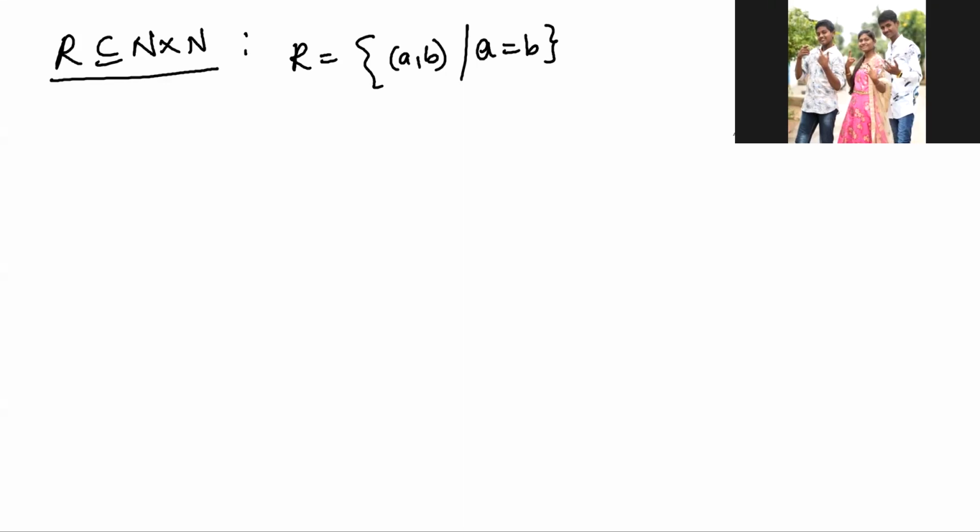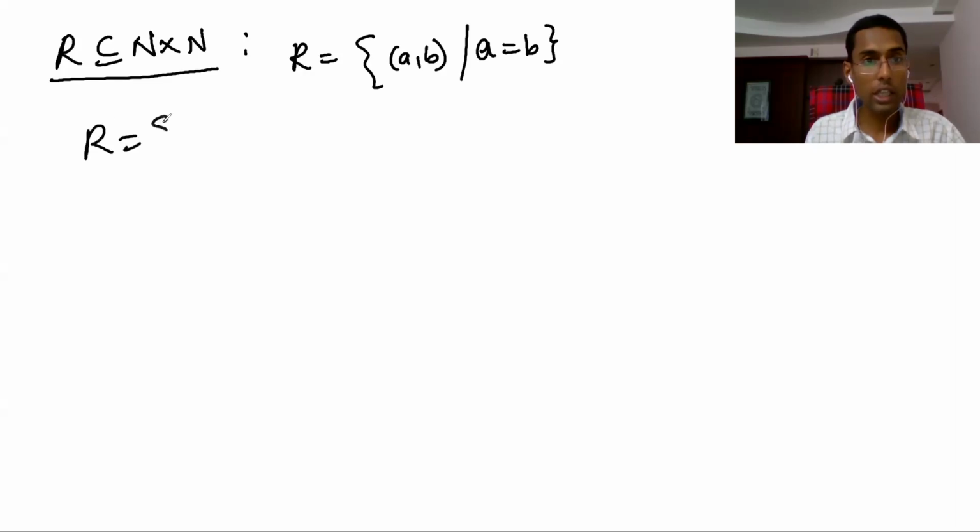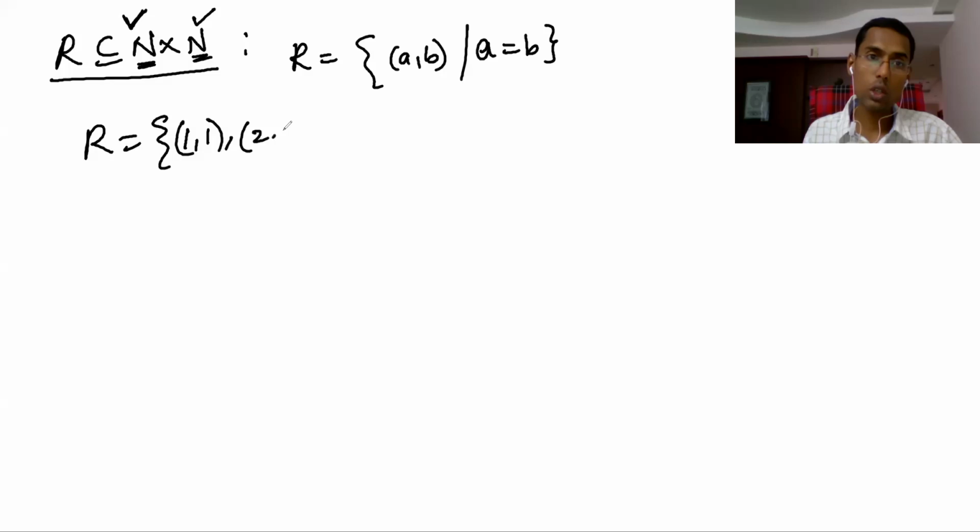Yes, sir, this is a reflexive relation. Why? Because if you take an a value, what is b? If a is 1, b is also 1. a and b are natural numbers, because the ordered pair is (a, b). a belongs to N, b also belongs to N. You start with 1, so (1, 1) is there. If I take b as 2, a is also 2. This is an infinite relation, as I told yesterday. So obviously this is an equivalence relation.